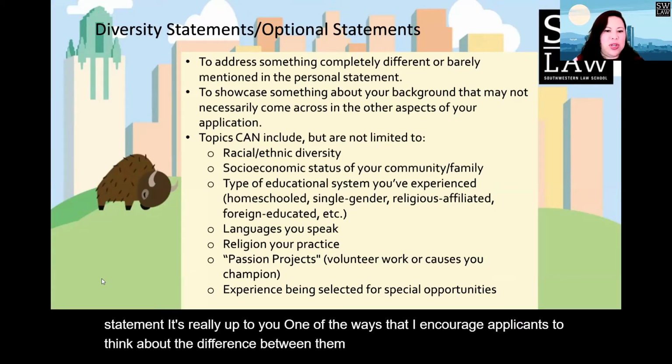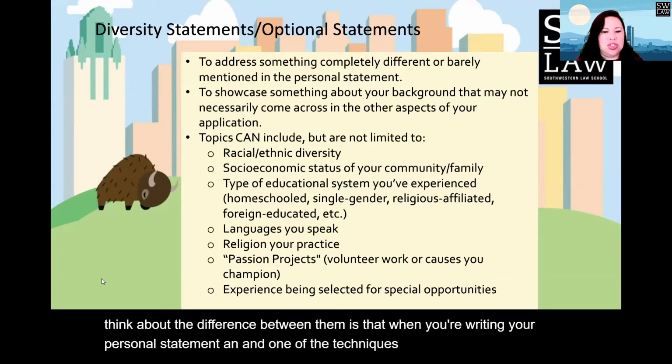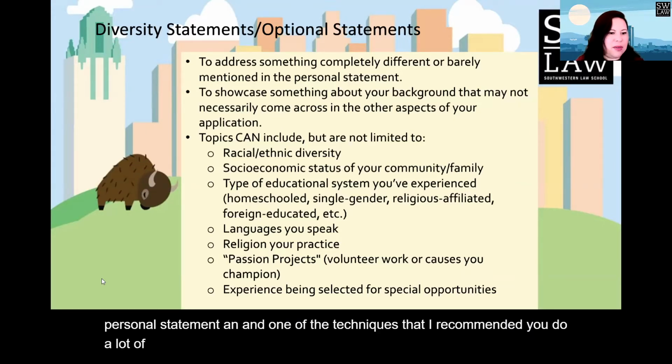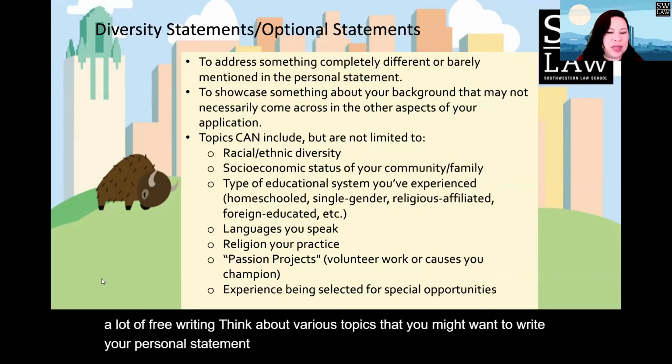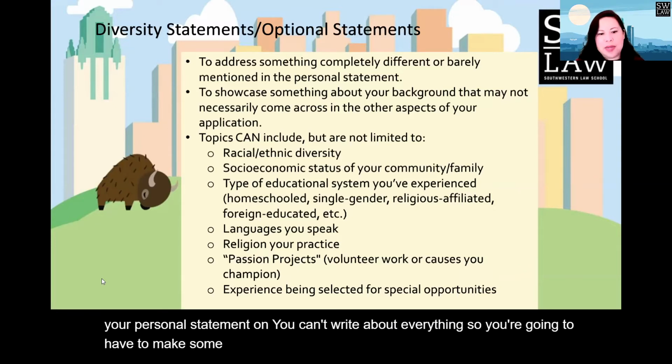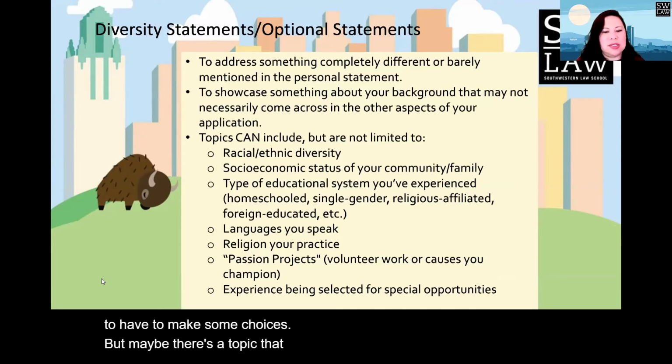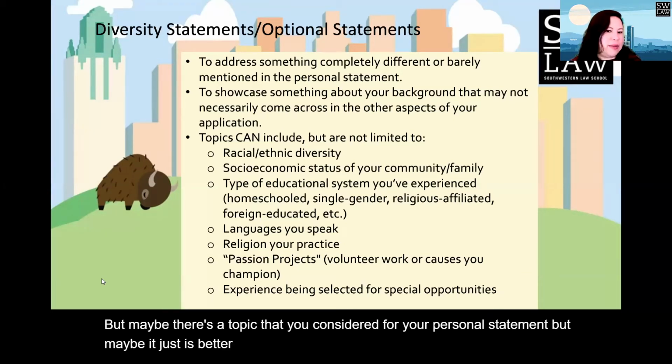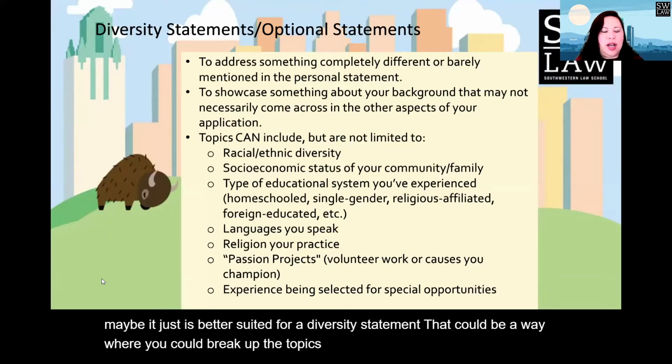When you're writing your personal statement, one of the techniques that I recommend is you do a lot of free writing. Think about various topics that you might want to write your personal statement on. You can't write about everything, so you're going to have to make some choices. But maybe there's a topic that you considered for your personal statement, but it is just better suited for a diversity statement. That could be a way where you could break up the topics as opposed to writing too long of a single personal statement. Just break it up. It's more pleasurable for the reader.